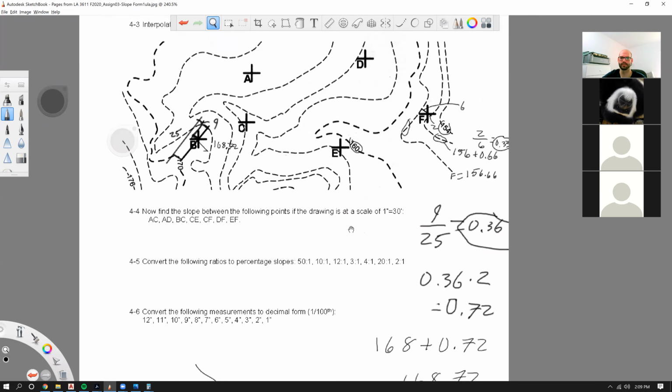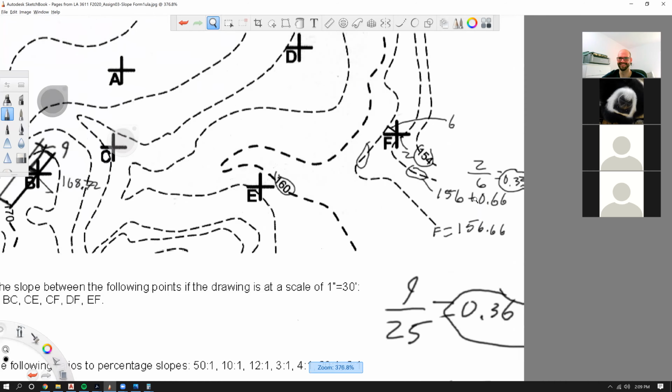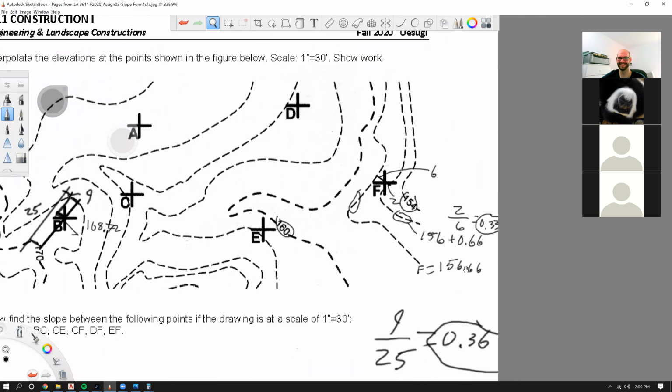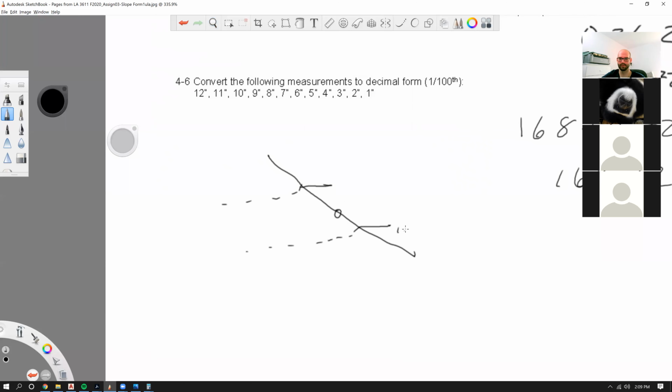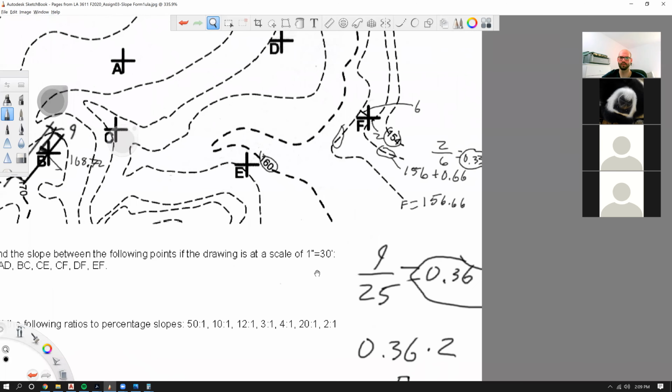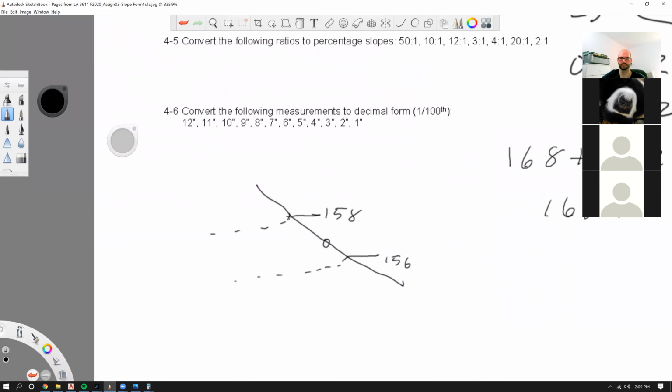You should do this really quick, Sean. Okay, let me convert everything. It's okay. 156 to 158. We'll call it 6 and 2. So we have the distance here as 6 feet, and we have this distance here as 2 feet.